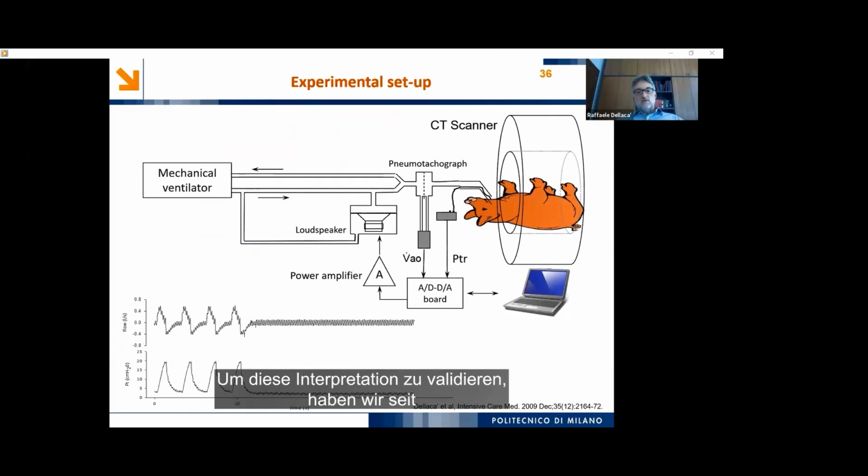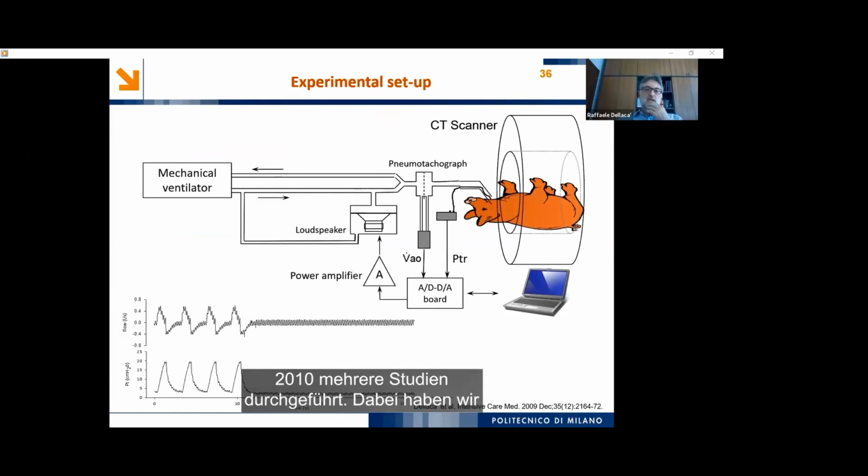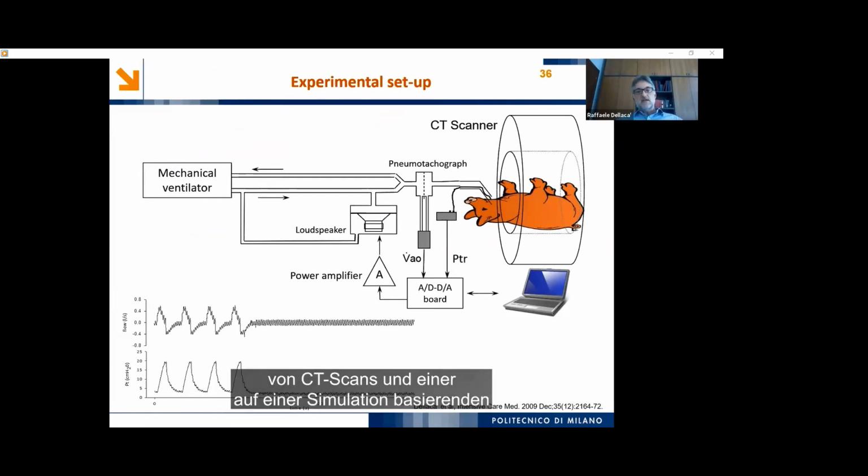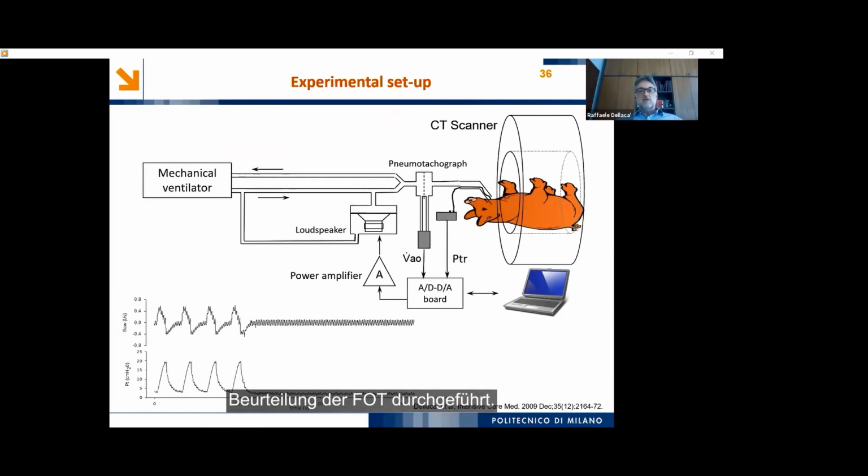So in order to validate this interpretation, we ran several studies starting back in 2010. These were done together with Göran Stierna and Peter Fricholm in Uppsala, Sweden. And the validation studies were done by using CT scan and simultaneous assessment of FOT.